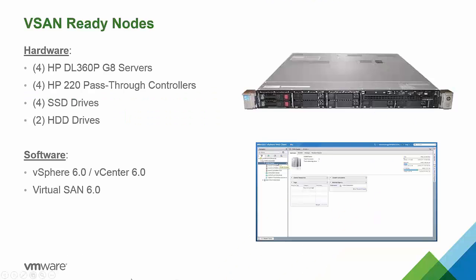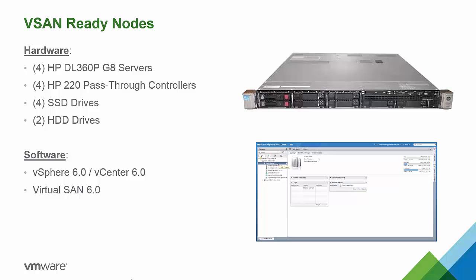So the ready nodes that we have purchased and installed already into the Solution Center are HP DL360P G8 servers. These are just one of the many vSAN ready nodes that you can purchase. And these also have the HP 220 pass-through controllers, an SSD, as well as multiple hard drives in each one of these DL360P servers that we've purchased, which are, again, the vSAN ready nodes.